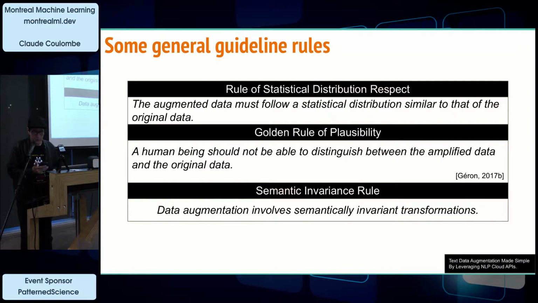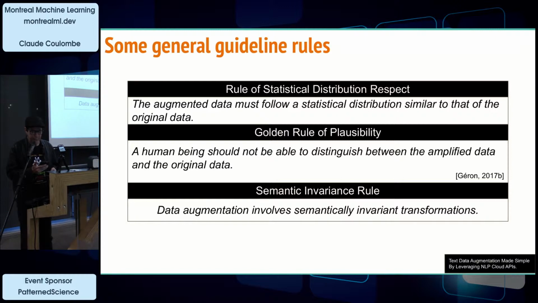Some general guideline rules, mainly to preserve the meaning, the semantics. First, the rule of statistical distribution, which states that the augmented data must follow statistically the distribution of the original data. Second, the golden rule of plausibility. So a human being should not be able to distinguish between the augmented data and the original data. Third, the semantic invariance rule, which states that data augmentation involves semantically invariant transformations.